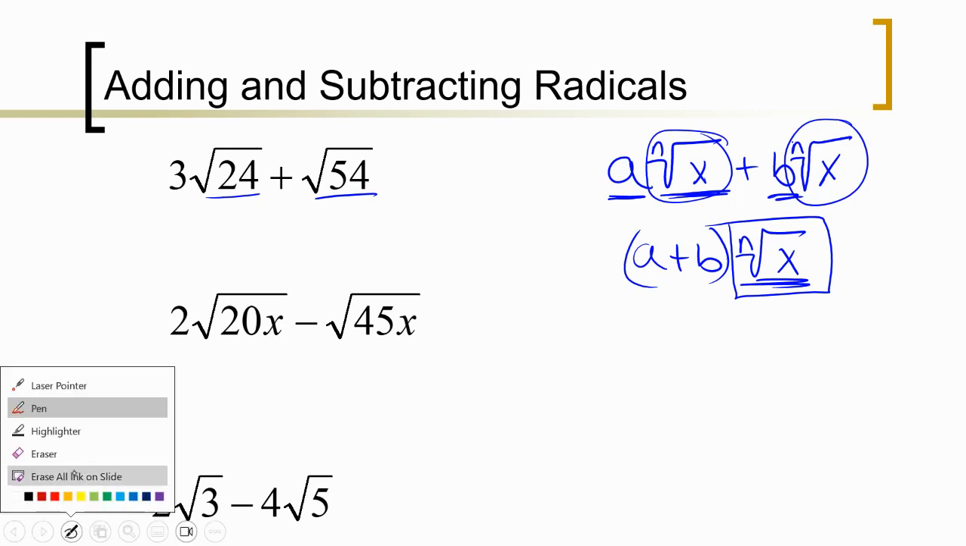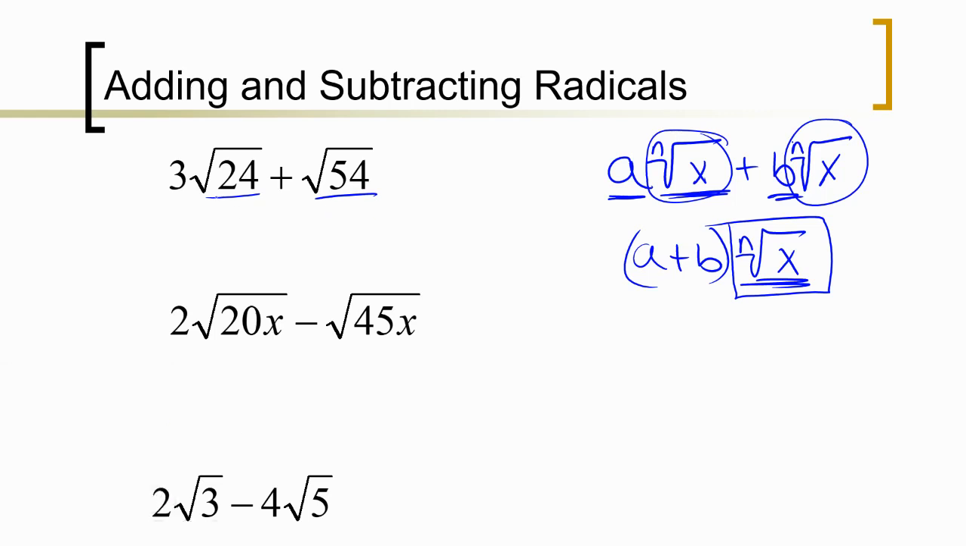So what I want to look at is the 24, and I want to notice that the 24 has a 4 inside of it, 4 times 6. And so I could rewrite this to be the square root of 4 times 6. The square root of 4 is 2, so I can make this a 2 square root of 6. Well, there's still a 3 out in front, so it's really 3 times 2 times the square root of 6.